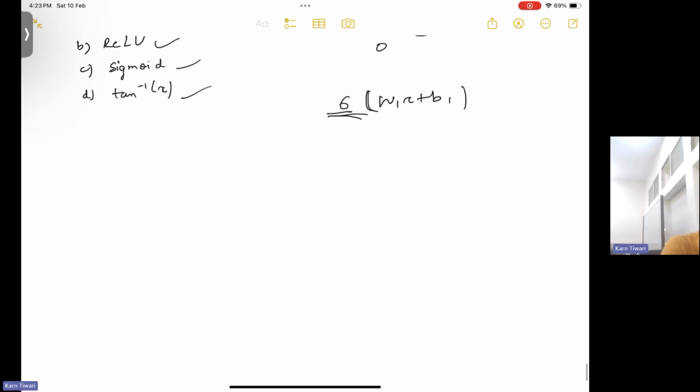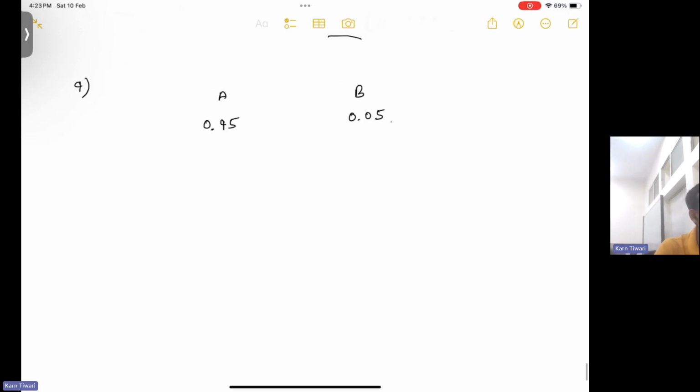We have the ninth question. We are given the probability of events. We have two events, A and B. A has a probability of occurrence of 0.95 and B has 0.05. Which of the following statements is true? Event A has a higher information content. Event B has a low information content. Event A has a low information content. Event B has a high information content.